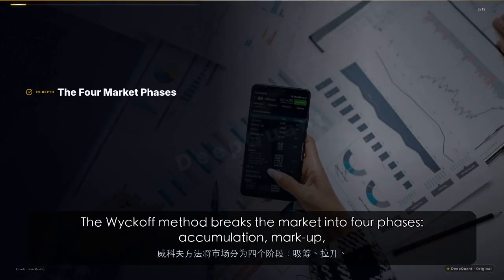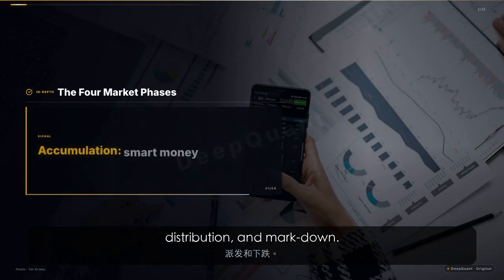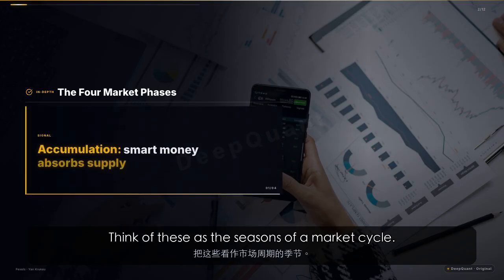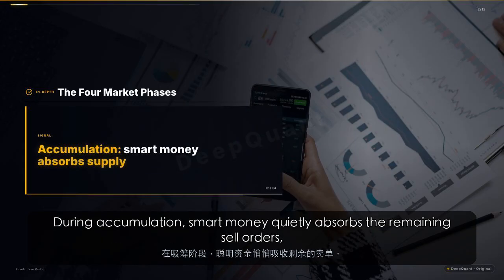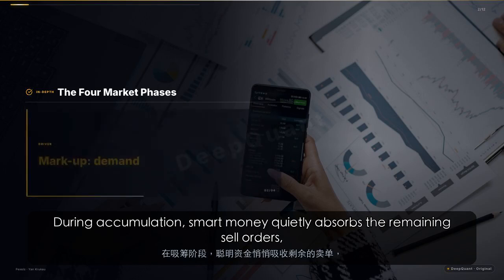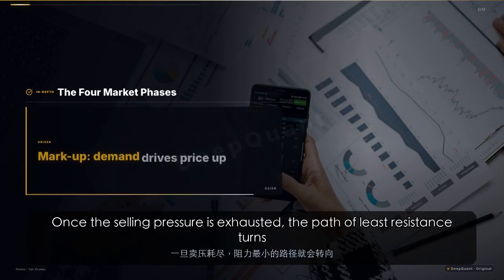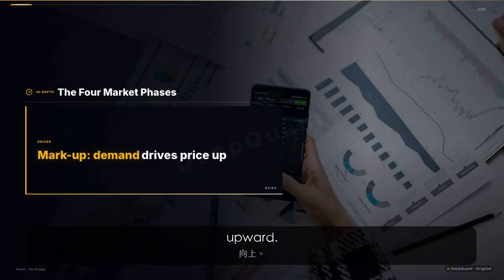The Wyckoff method breaks the market into 4 phases: accumulation, markup, distribution, and markdown. Think of these as the seasons of a market cycle. During accumulation, smart money quietly absorbs the remaining sell orders, preparing for a move up. Once the selling pressure is exhausted, the path of least resistance turns upward.